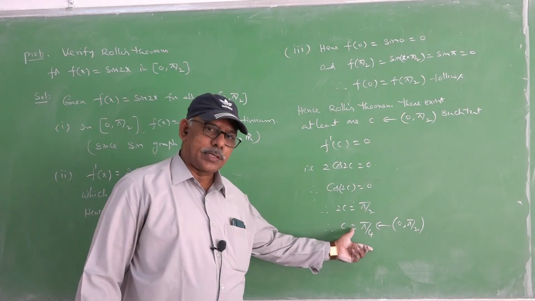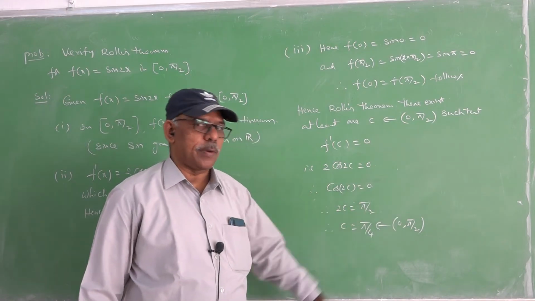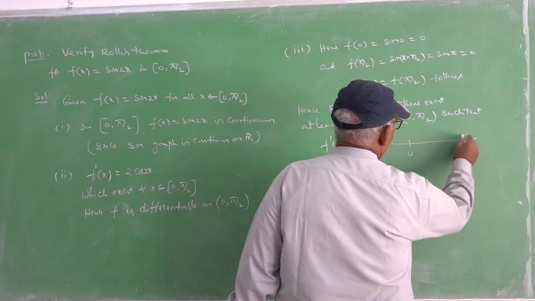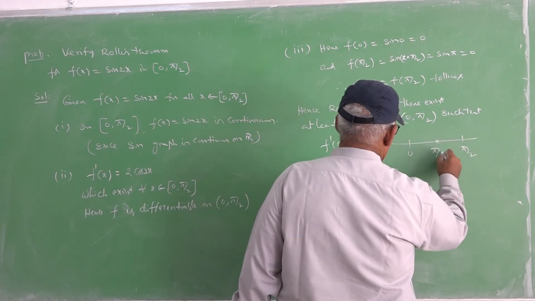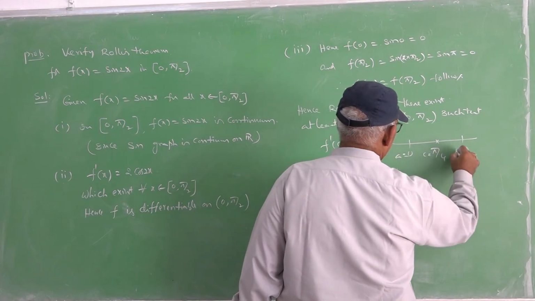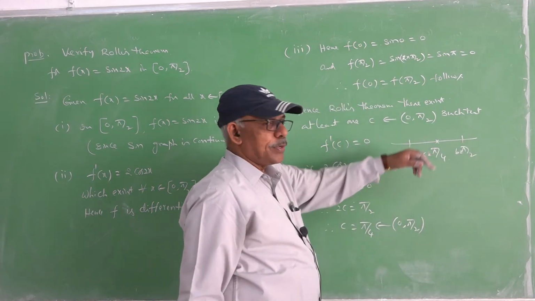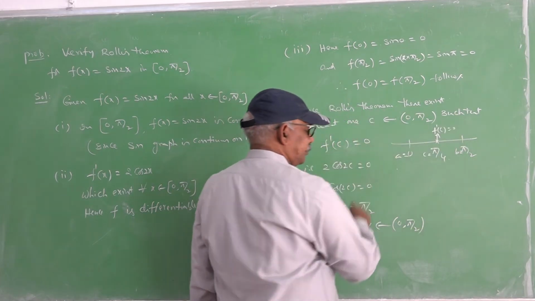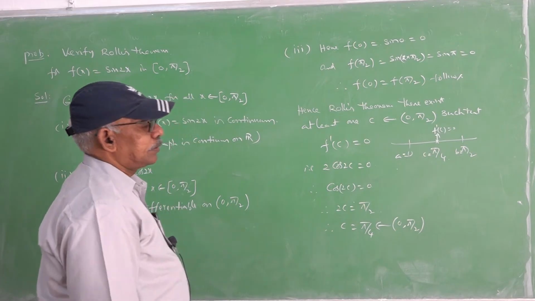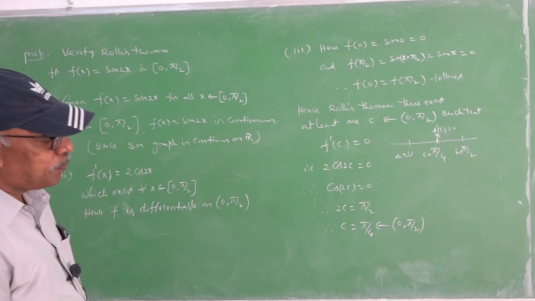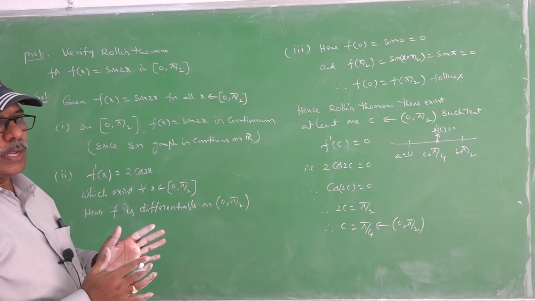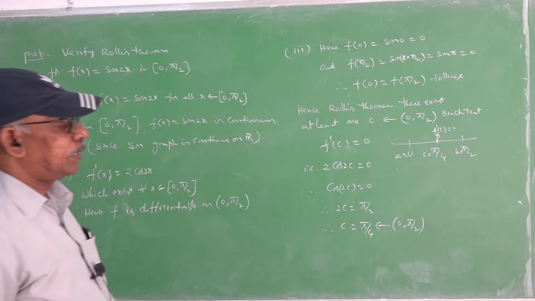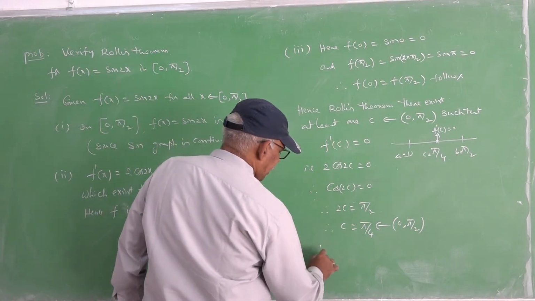Clearly the point C lies between 0 and pi by 2, because it is pi by 4. Here 0 and pi by 2 are the endpoints, A and B, and pi by 4 is C. There the first derivative is 0. At this point f dash C is 0 clearly. So certainly there exists a point, pi by 4, an intermediate value of 0 to pi by 2, where the first derivative of the function becomes 0 by Rolle's theorem. Hence Rolle's theorem is verified.